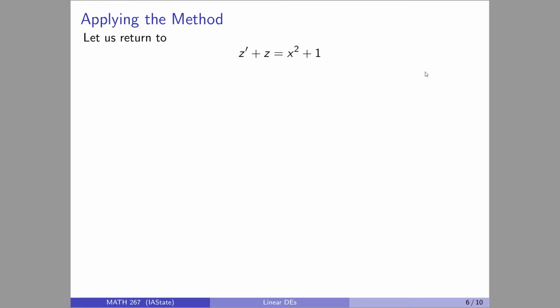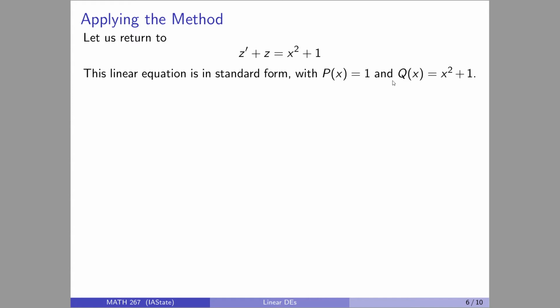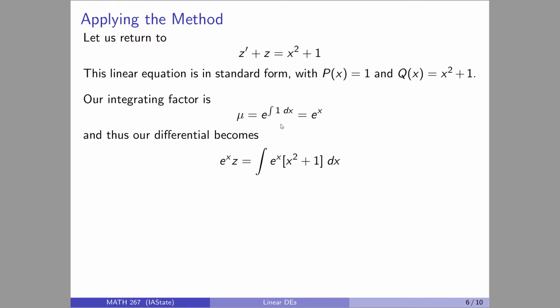So the first thing we note, it's a linear equation. The next thing we want to ask is, is it in standard form? Is the coefficient on z prime just the constant function 1? Indeed it is. So, my integrating factor, I can now figure it out. Specifically, it's going to be e to the integral of p of x, in this case 1. Integrate that, we get x.